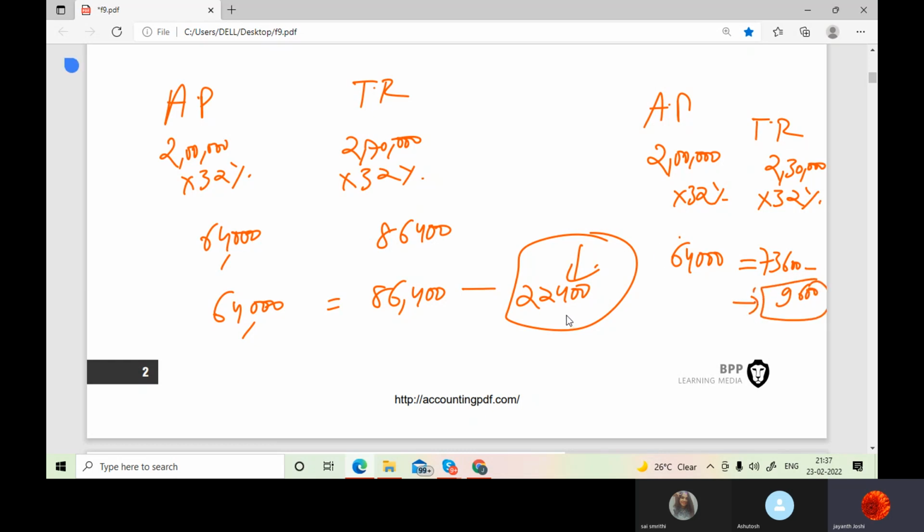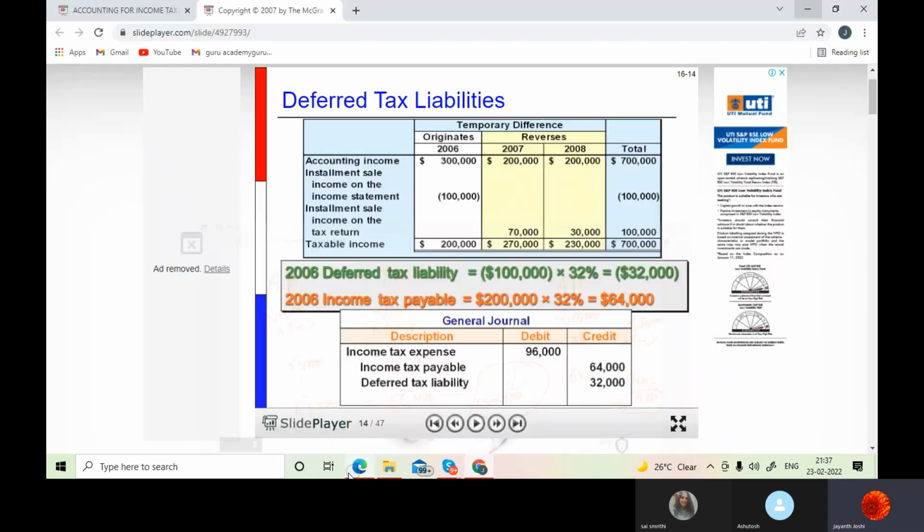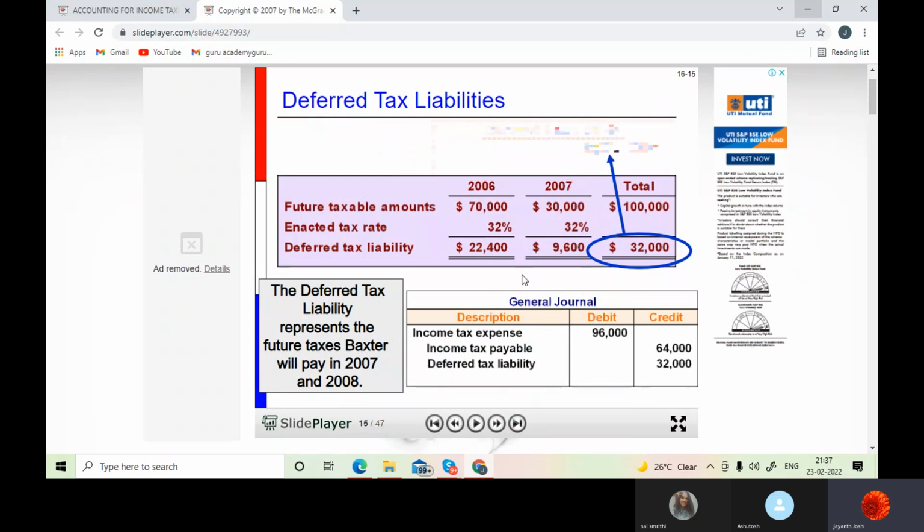Okay, so the total 22,400 and 9,600, these two things are reversal of deferred tax liability. So your deferred tax liability of 32,000 has got reversed, and definitely in the future it would get reversed. It got created because of the timing differences. So you can check this. We will pass the reversal entry even. So next you just check it here.